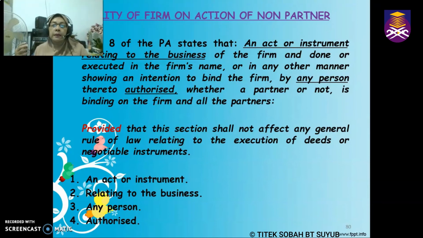However, any other transaction can be delegated to this person. This person is not a partner in the firm. However, he is delegated. If this is a big firm, of course they have clerks, they have managers working in the said firm, and they did something on behalf of the firm. Since they are given authorization, what they did, their action or the instrument which they signed on behalf of the said business, is actually valid.